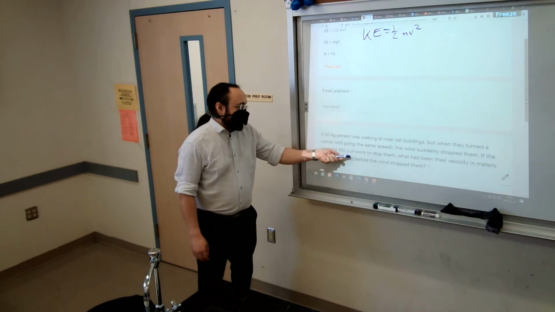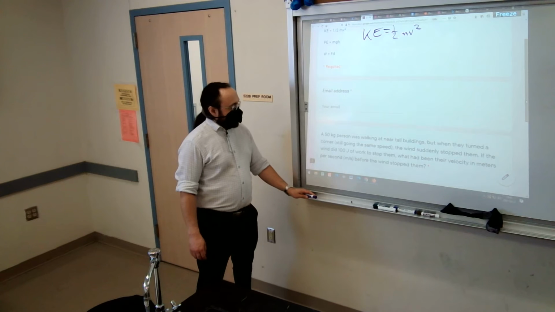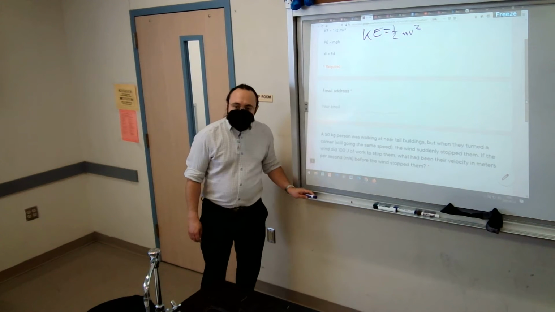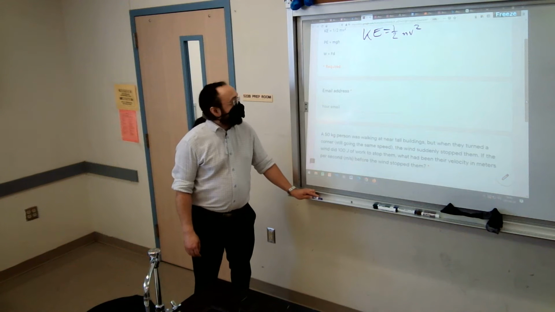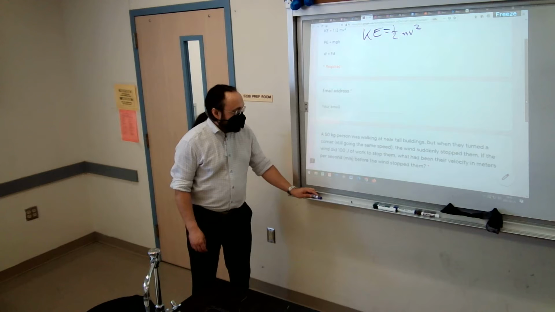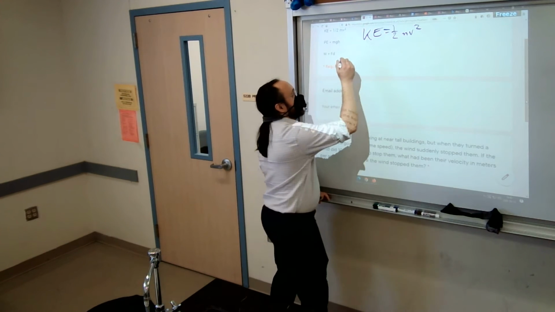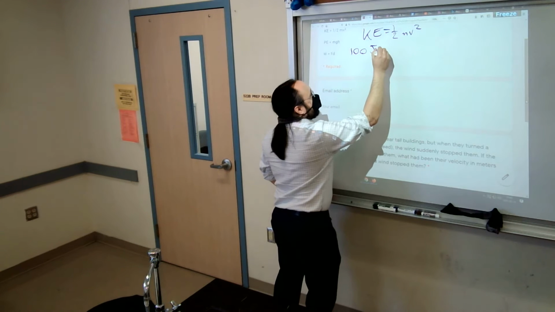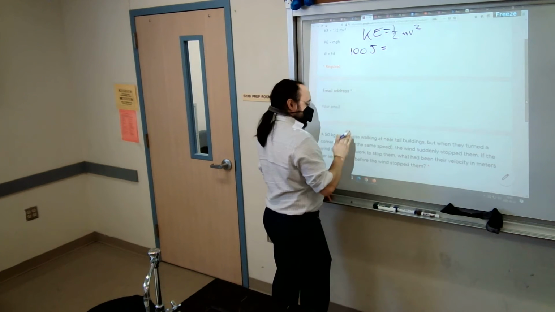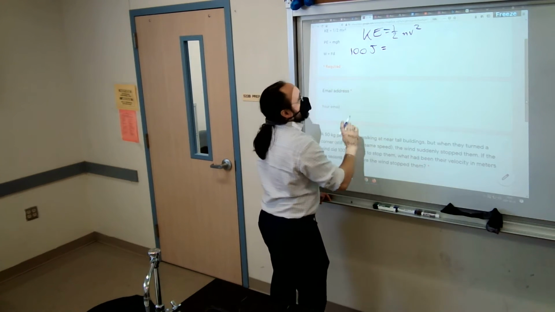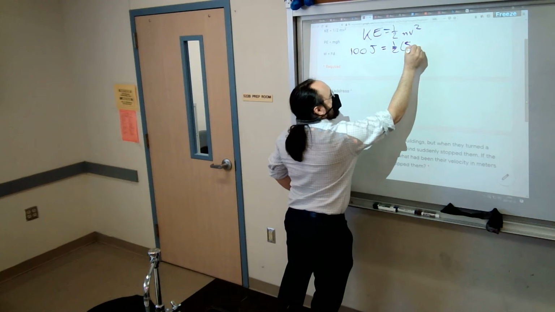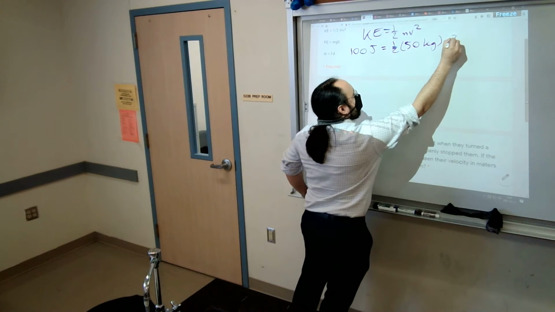If the wind did 100 joules of work to stop them, what had been their velocity before the wind stopped them? We can assume that if the wind did 100 joules of work to stop them, then that person had 100 joules of kinetic energy before they stopped. So I'm going to plug in that 100 joules for KE, assuming all that work used to be kinetic energy. It said it's a 50 kilogram person, and we're looking for their velocity.